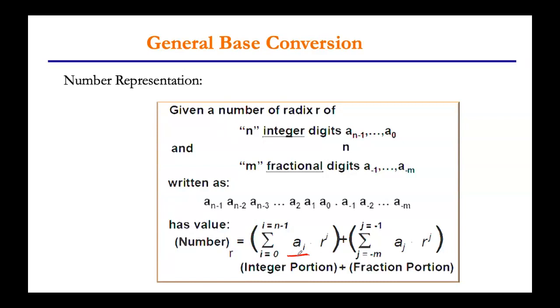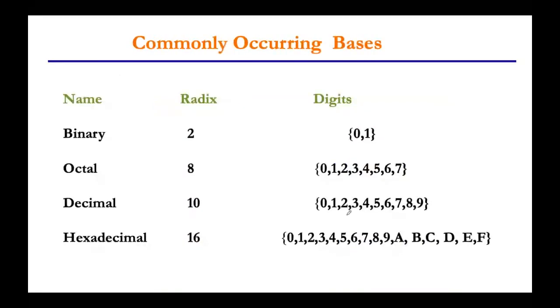of the digit of the integer portion of the number times its radix to the power of its position. And the fractional portion will be added, with j equal to minus 1 to j equal to minus m.